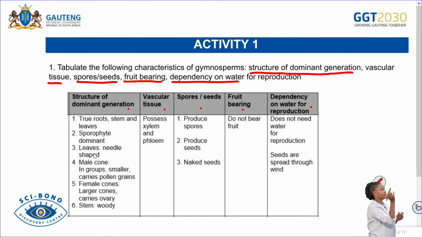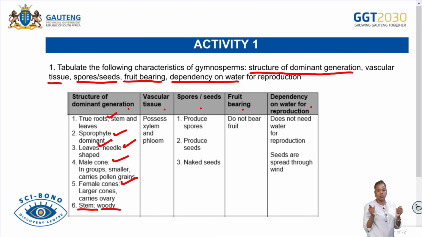So let's look at the first characteristic, the structure of the dominant generation. They have roots, stems and leaves, and the sporophyte generation is the one that is dominant. Do they have leaves? Yes, they do, and they are needle shaped. They also have male cones, and female cones which are larger, and then they have the stem, which is the woody part.